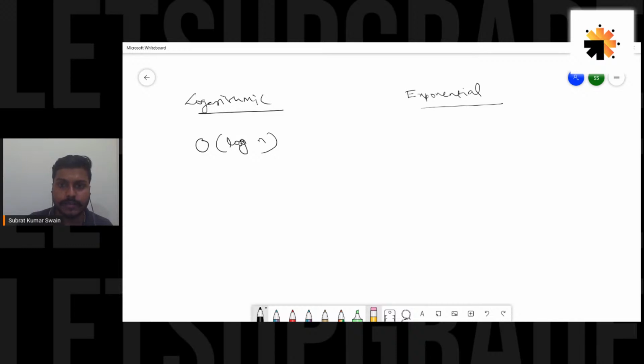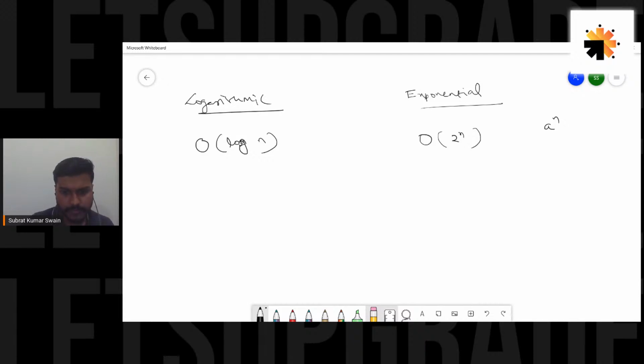Similarly, exponential. So it would be like order of a to the power n. Let's say we'll take a value of a as 2, so 2 to the power n. So this is an exponential time complexity, big O of 2 to the power n. Okay, let me give an example of logarithmic. Okay, say this.